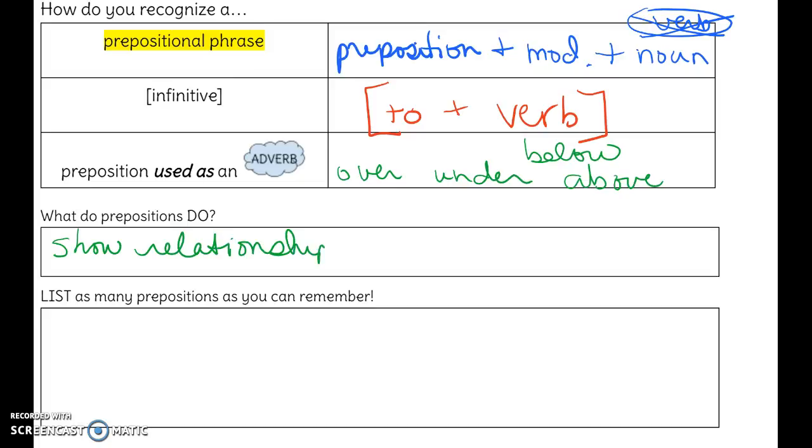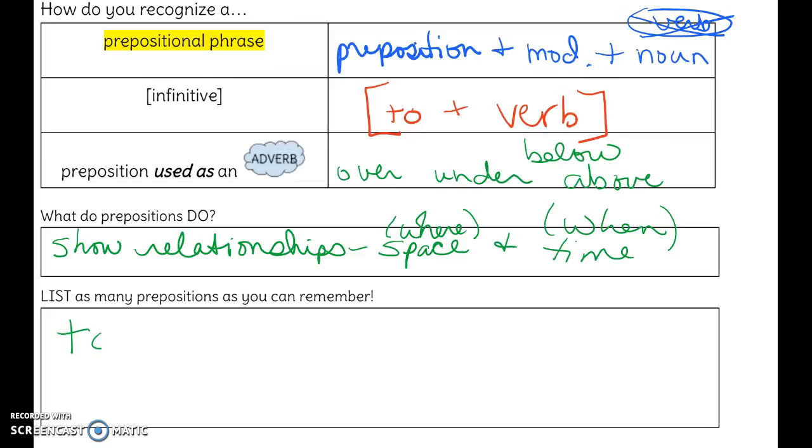So when we think about what prepositions do, their job is to show relationships. And specifically, we've been talking about relationships in space, like where things are located, and time, when things are happening. So you have a list of prepositions in your notebook, but I had you make a list of the more common ones. The ones that probably don't fit the best into that time and space description, to, for, and from are the ones that we see an awful lot in sentences. Of, off.